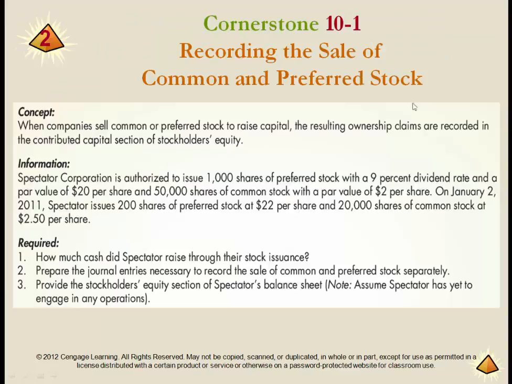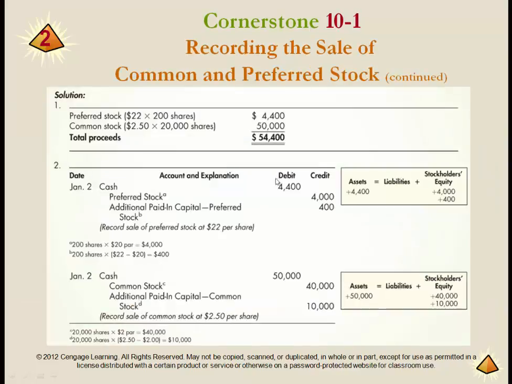I'm going to show you this slide, and you can take a look at it. You might want to pause your slide here. You can read through this, and we're going to look at the journal entries on the next page so you can see what happens. They're going to issue some stock, and what we want to know is how much did they get, what are the journal entries, and what does the stockholders' equity section look like on the balance sheet. Let's take a look here.